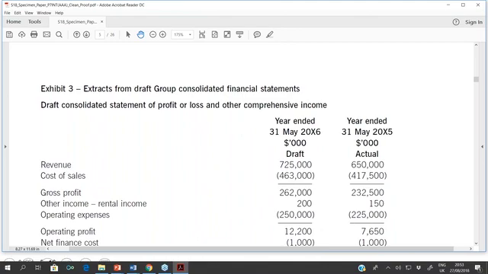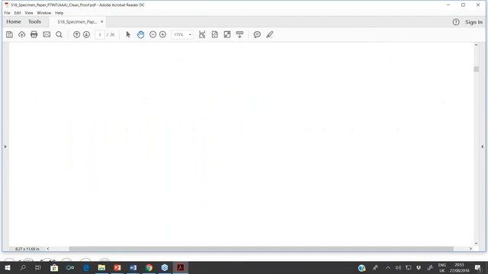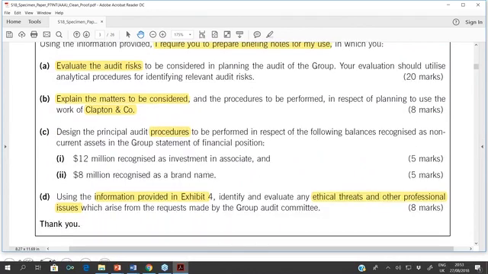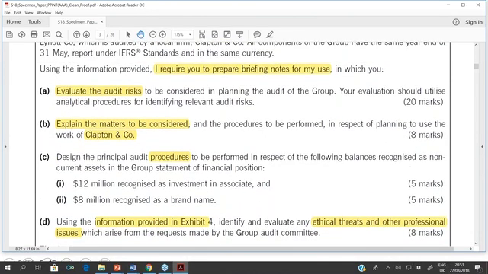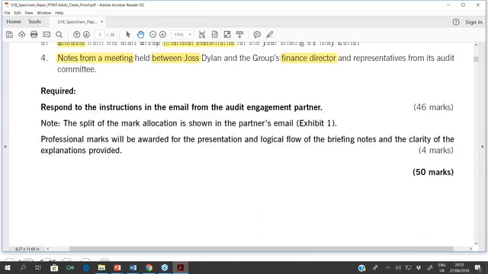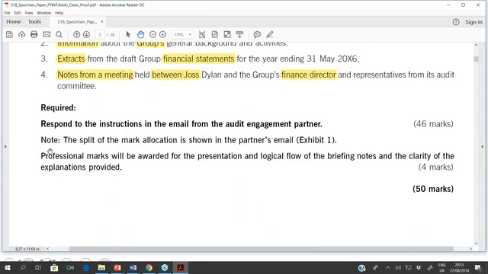So I have 50 marks, out of which 4 marks are professional marks. And I have to do a simple question as I did in the previous exam sitting, using a briefing note format, right? And the examiner has written it very clearly here. This professional marks will be awarded for the presentation and the logical flow of the briefing note. So there are 4 professional marks, and there are 46 marks which relate to the email which came from the partner.